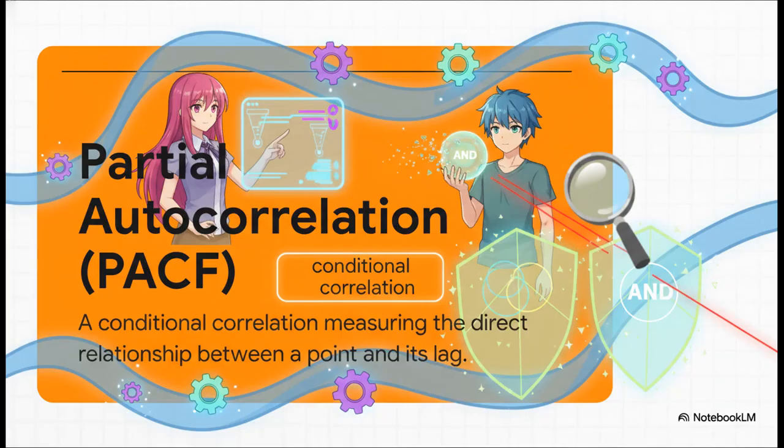And for that, we've got our next tool, partial autocorrelation, or PACF. And just look at that definition. See that phrase, conditional correlation? This is where our cookie example comes roaring back. The PACF uses that same logic to measure the direct link between 2 points in time, after it's stripped out all the effects of the points in between.